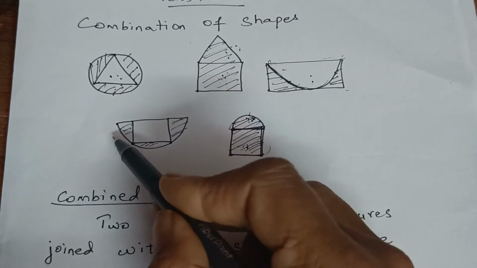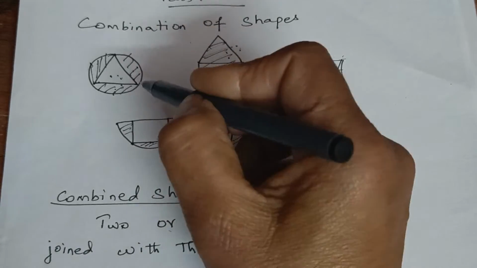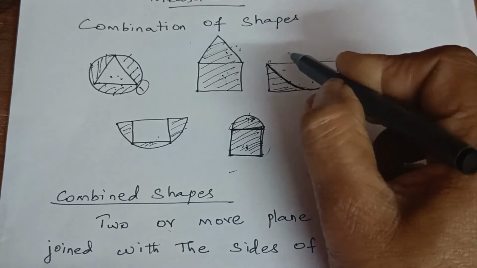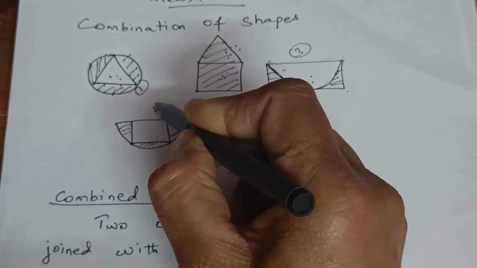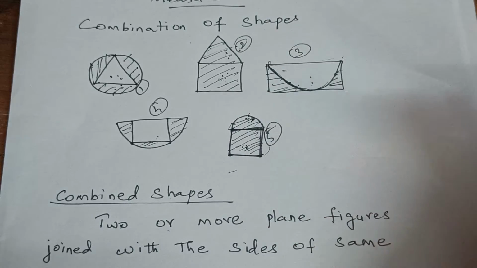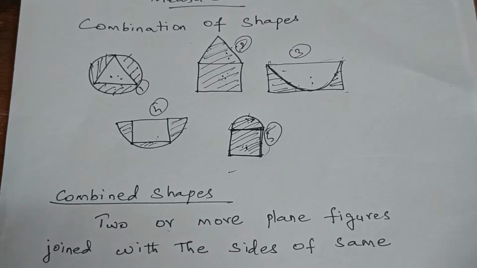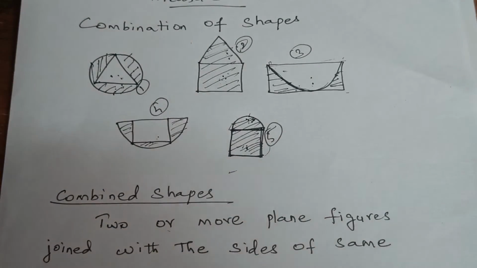Here it is the outer area of the semicircle minus the area of the square, because one is inside the other. So in 1, 3 and 4 it is subtraction. In 2 and 5 it is addition. Can you make out the difference? Where we are adding, where we are subtracting? Yes, this is a small concept we have to remember while doing the sums in this exercise.